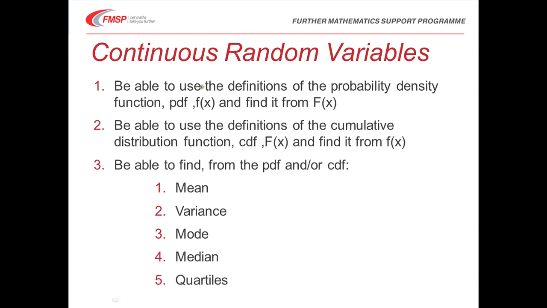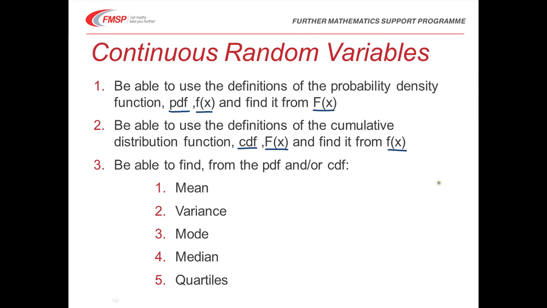So the things you need to be able to do: you need to understand and use the definitions of the probability density function, the PDF, which we always notate as little f of x, and also you need to be able to find it from big F of x, which is the cumulative distribution function, which we call the CDF. So if I gave you the CDF, you need to be able to find the PDF. If I gave you the PDF, you also need to be able to find the CDF, and make sure that you are comfortable with interchanging between the two.